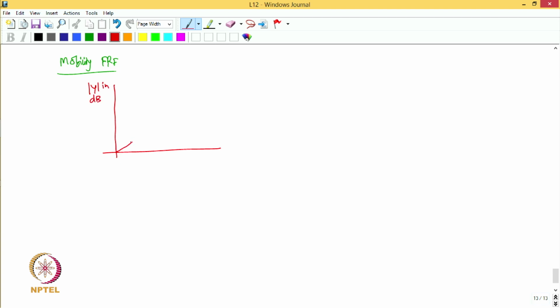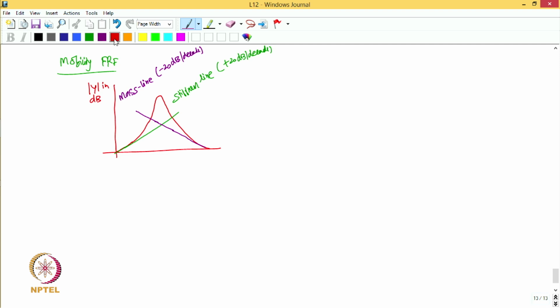So, if you do this analysis for mobility, then the FRF plot of mobility, y in dB, would look something like this, right, and the stiffness line will have a slope of plus 20 dB per decade. So, this is the stiffness line. And if you look at the mass line, then the mass line will have a slope of minus 20 dB per decade. So, this is the mass line, right.